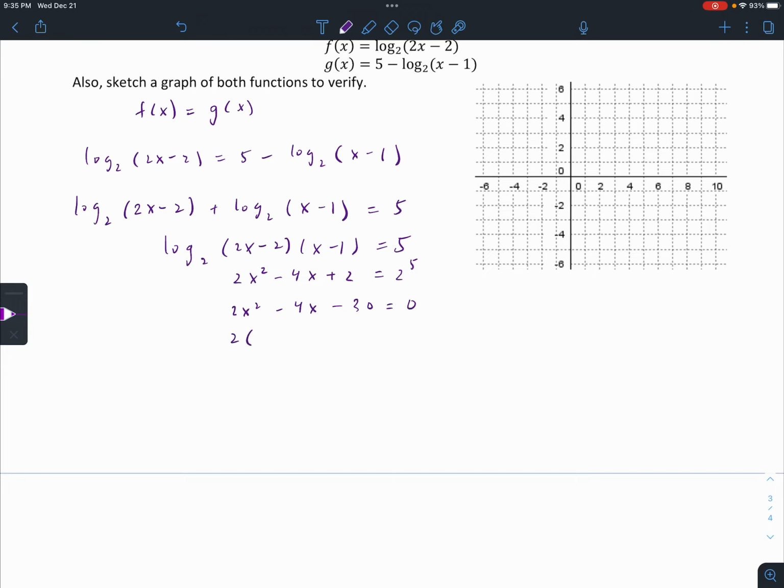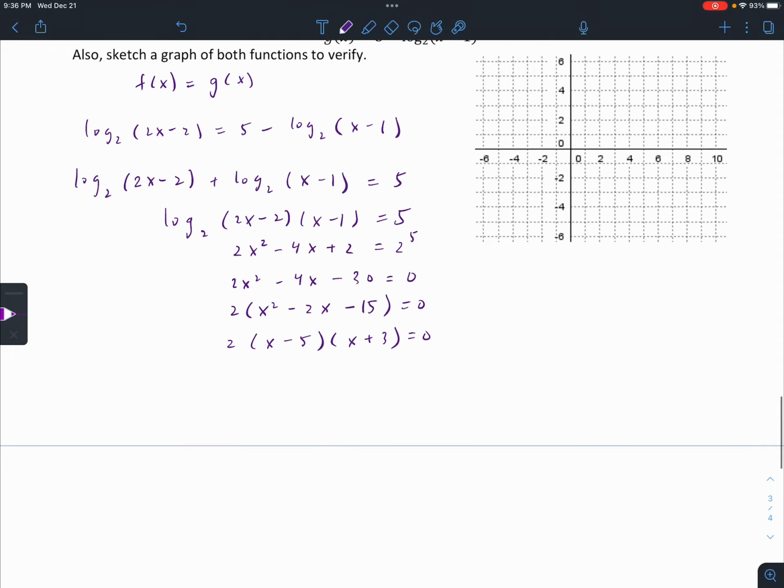Can factor out a 2 to get x squared minus 2x minus 15. That's equal to 0. And then this does factor. X minus 5 times x plus 3. That's equal to 0. X is equal to 5. X is equal to negative 3 here.